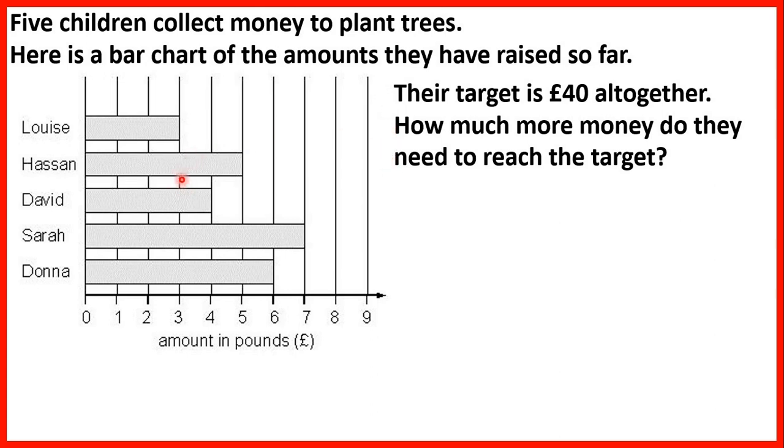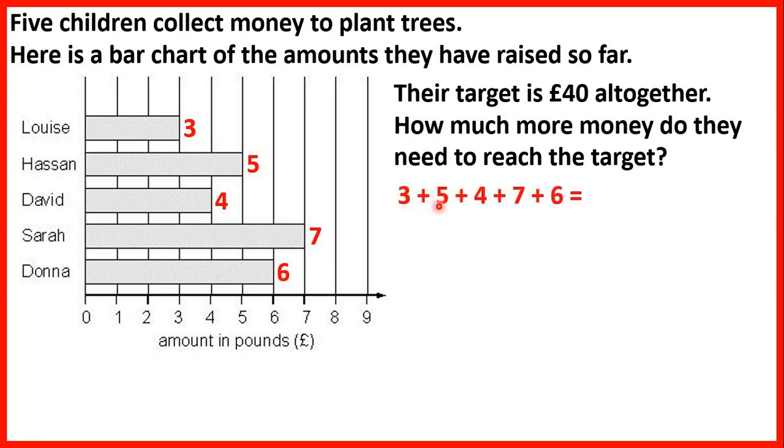So from the bar chart, we can work out how much money each child has collected. So Louise has collected £3 because if we go to the end of the bar and then down, we can see that that's £3. Hassan has collected £5, David £4, Sarah £7 and Donna £6. So let's work out how much they have collected altogether.